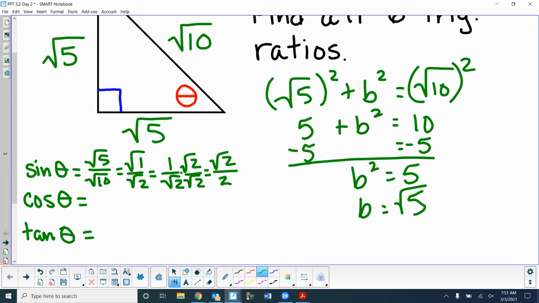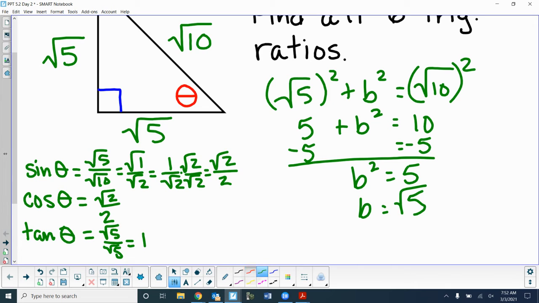Okay? What's going to happen with cosine? Adjacent over hypotenuse. It's going to be the same thing, isn't it? When it's a 45, 45, 90. Tangent is opposite, square root of 5, over adjacent, square root of 5. Well, anything divided by itself is 1, right?